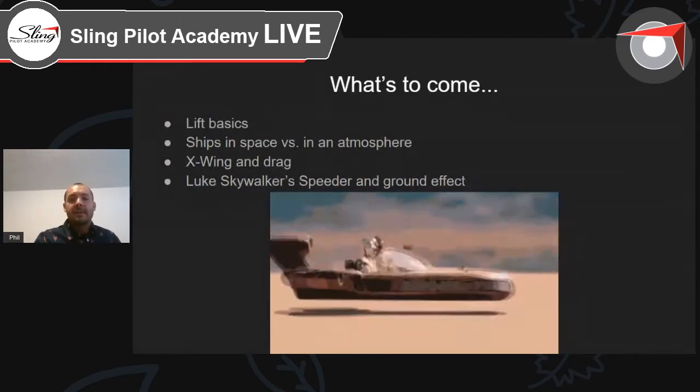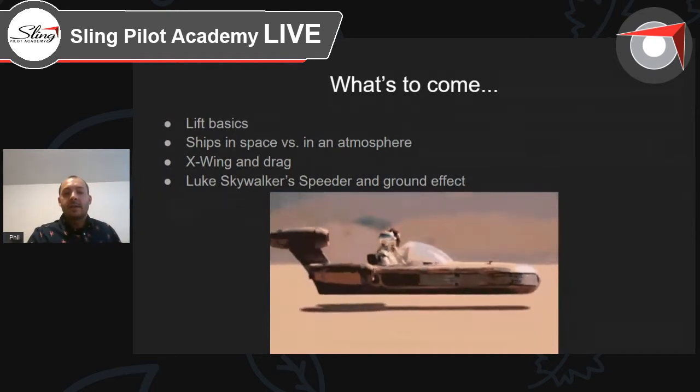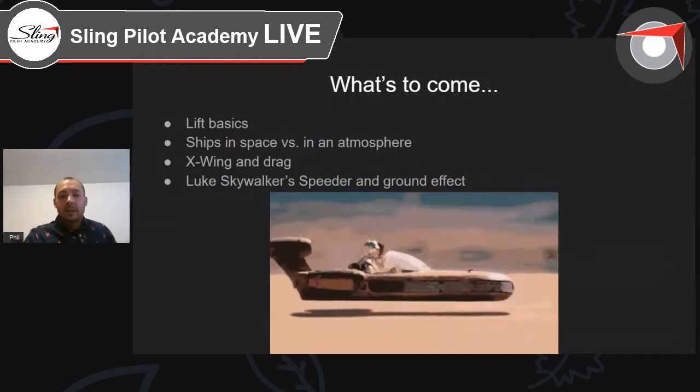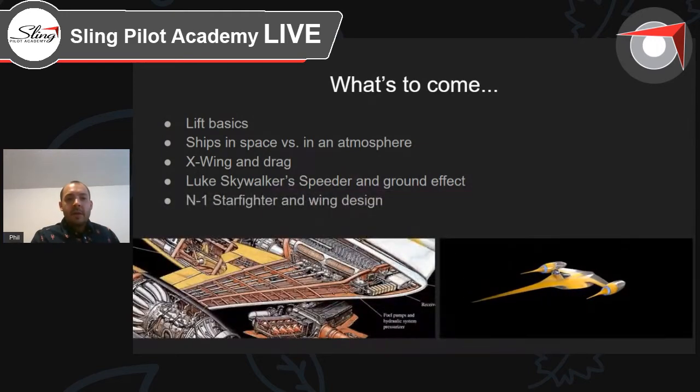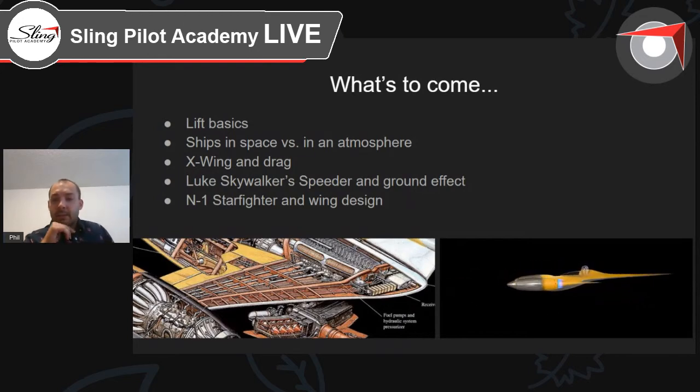And we'll look at a real life example of aircraft that utilize this increase in performance in ground effect. Finally, we'll look at a more modern ship that came out, I believe, first in Episode 1. Not everybody's favorite one, but I think it's one of the sickest looking spaceships in the series, the N1 Starfighter.